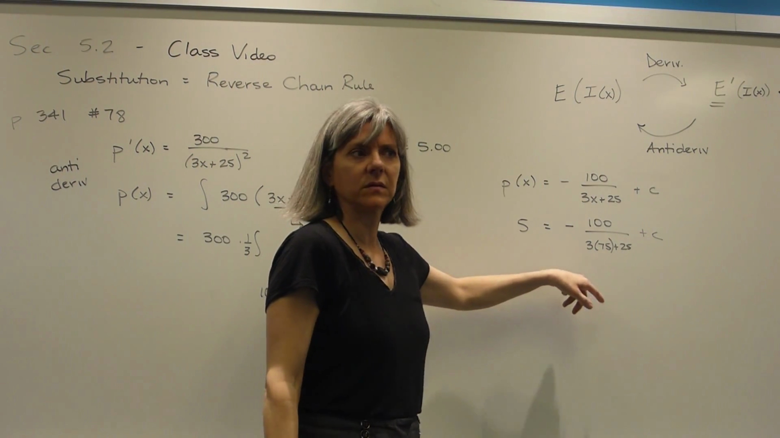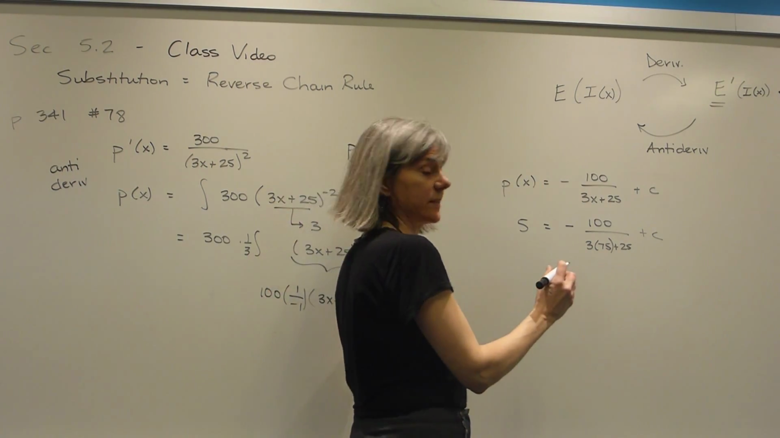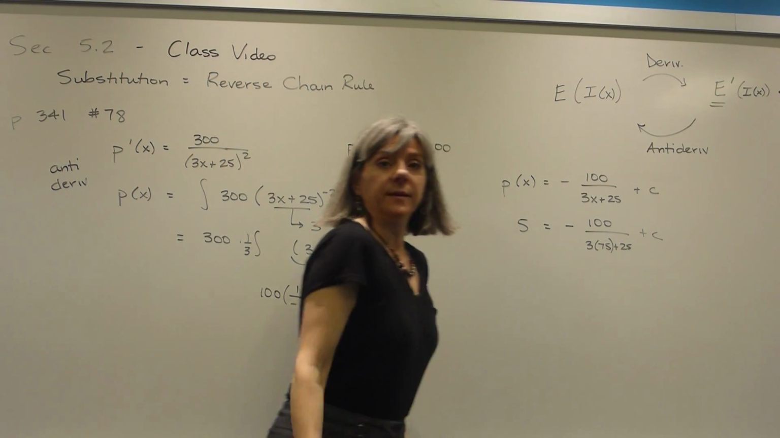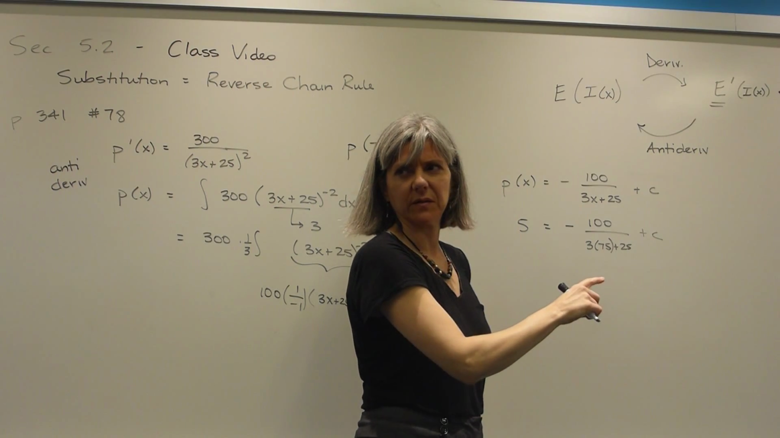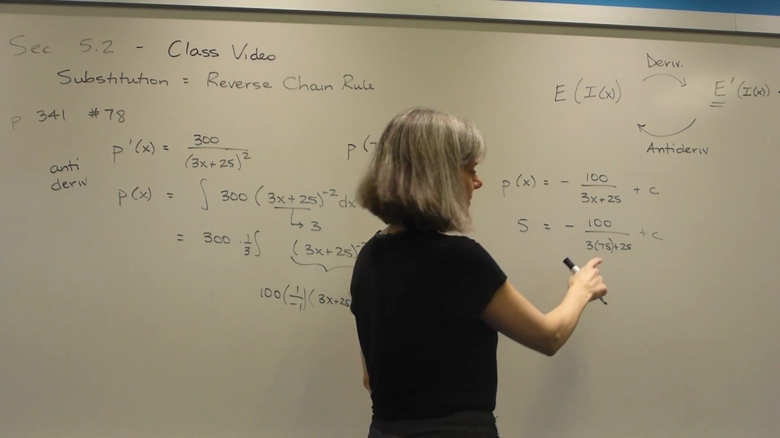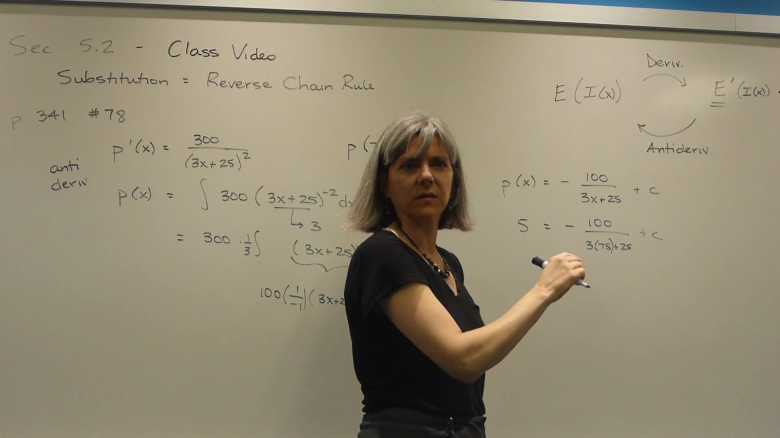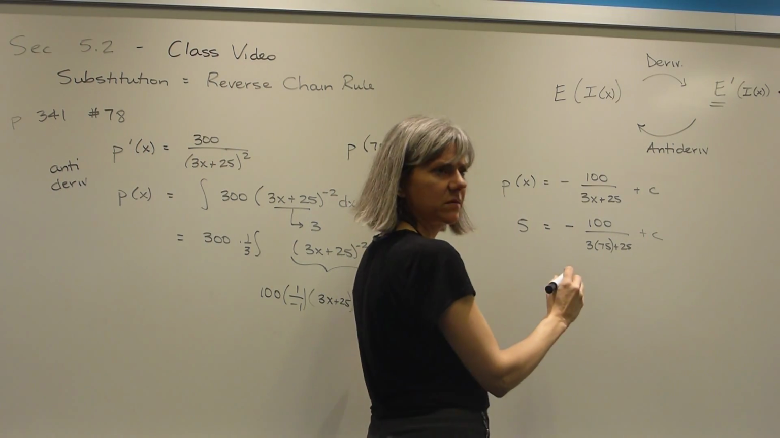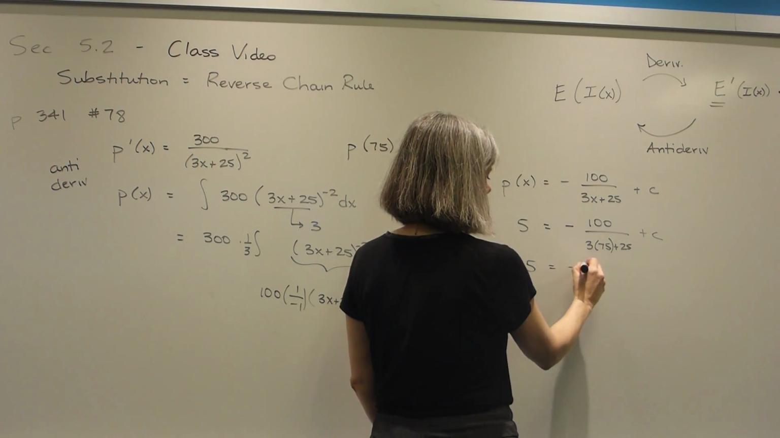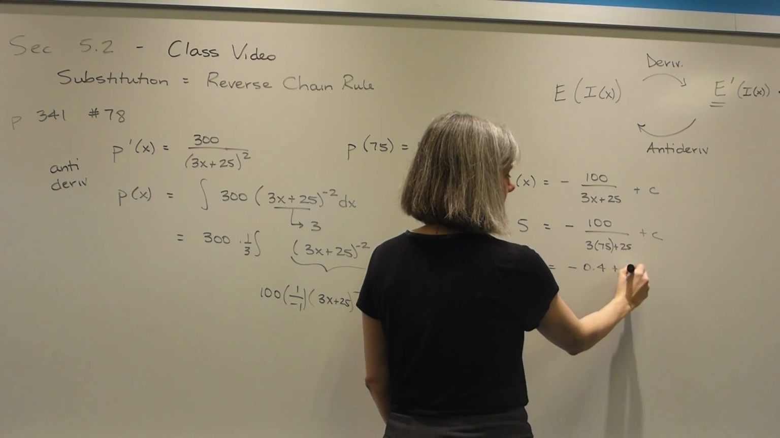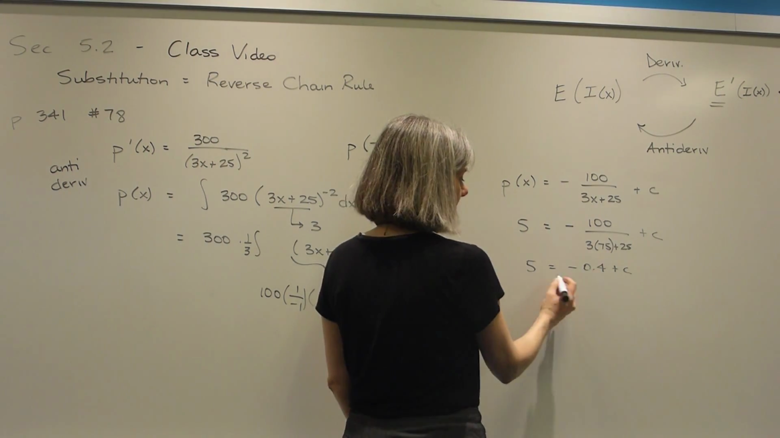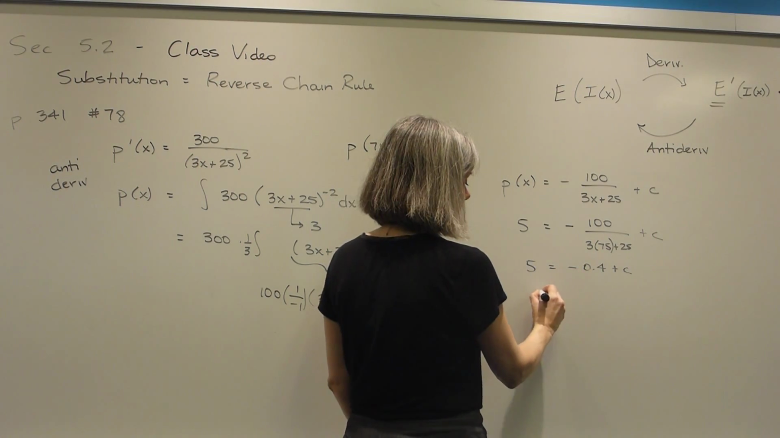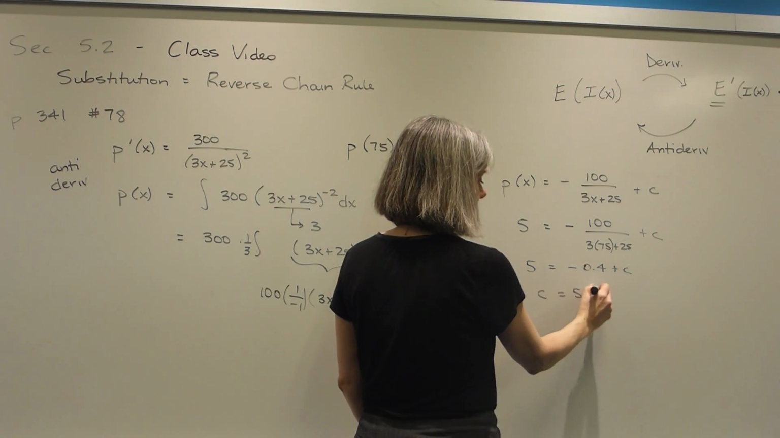250. So I'm not going to be able to do this in my head today. Somebody want to compute this? I think 3 times 75 is 225, 250, negative 0.4. Is that right? Anybody compute that? Yeah. So I'm going to add 0.4 to both sides. So I'm going to get C is 5.4.